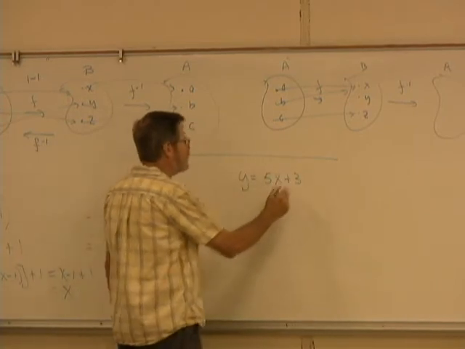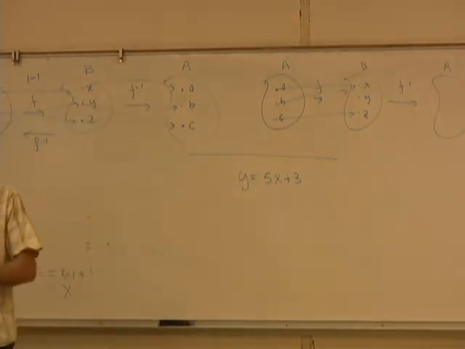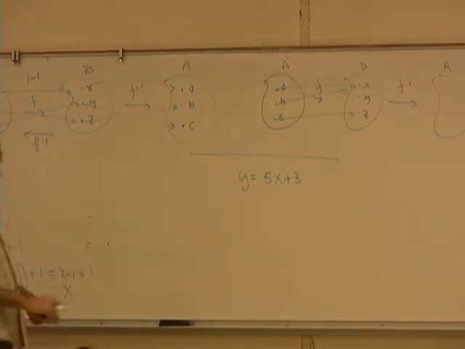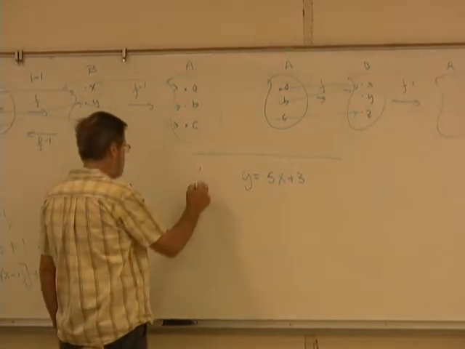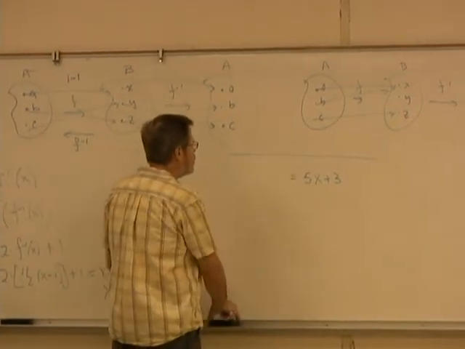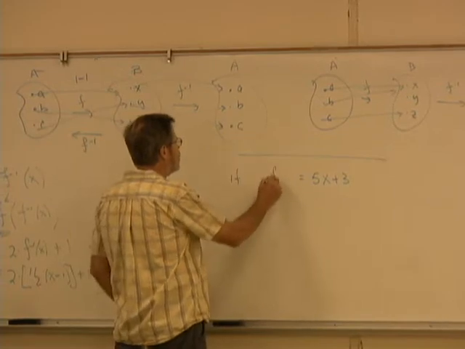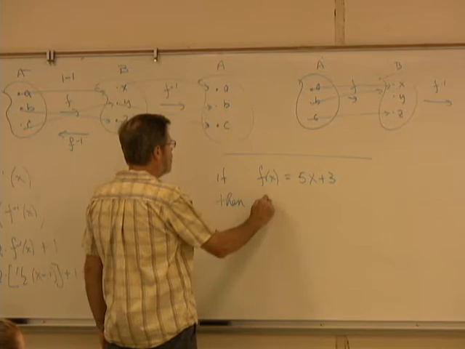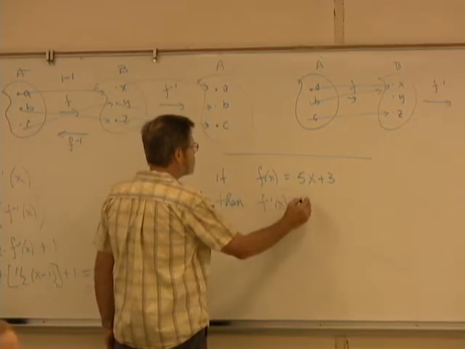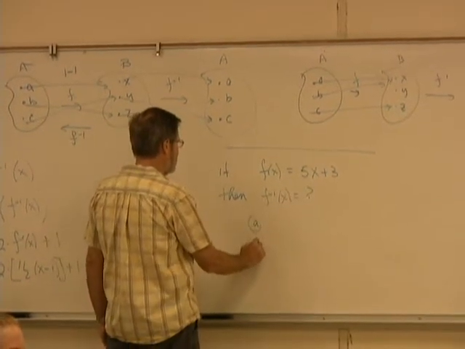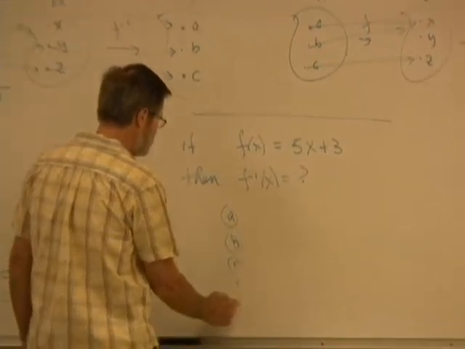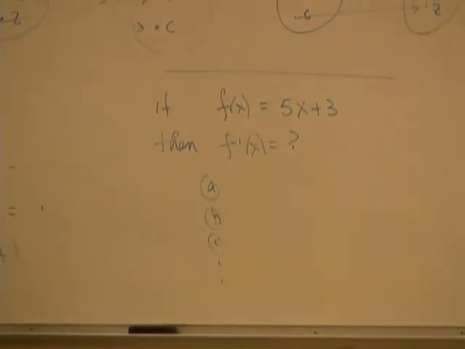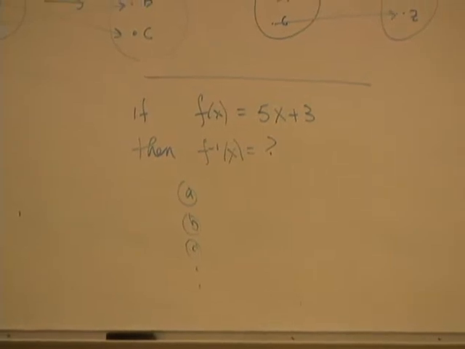Here is how a problem of this type could occur on this exam in multiple choice format. I don't think they use y, so if f of x equals this, then f inverse of x equals a, b, c. You've got to pick it out from a list. So how do we go about it?